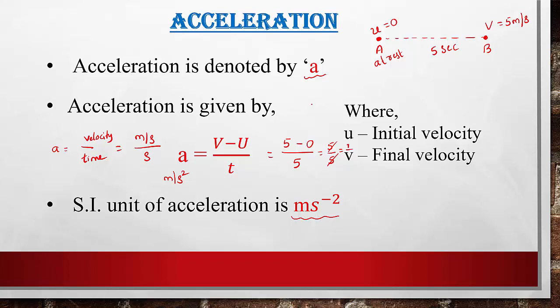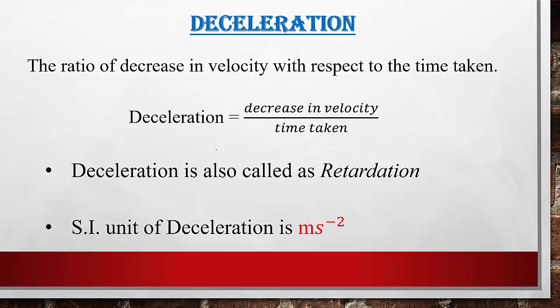Acceleration is denoted by the symbol A and its equation is given by A equals v minus u divided by t, where u indicates initial velocity and v indicates final velocity. So this is the equation, the symbol, SI unit and definition of acceleration. Then come to the next term, deceleration. So deceleration is exactly opposite to acceleration.